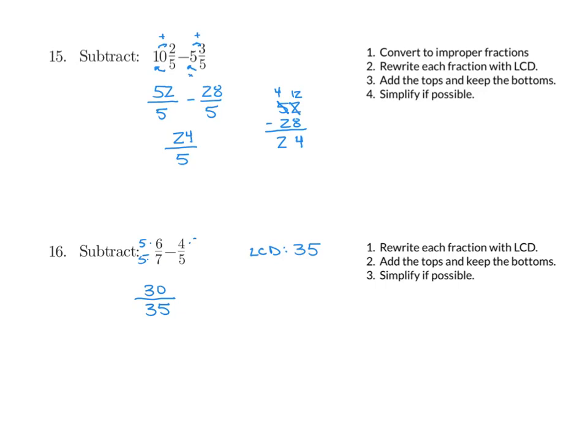Second fraction, we want to multiply by 7. We get 28 over 35. And now if we subtract, we're going to subtract our tops. We get 30 minus 28 is 2 over 35. All right, that takes care of subtracting fractions. And that takes care of our review of fractions.